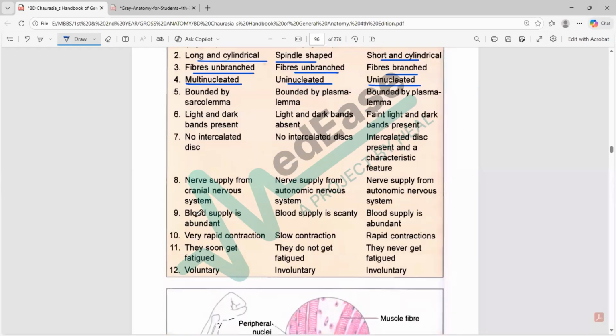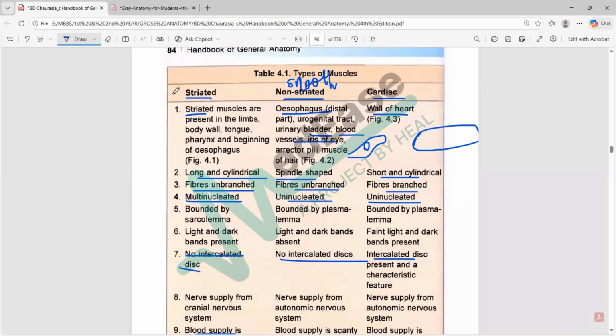The blood supply for the skeletal is abundant, and the cardiac is also abundant. For the smooth, it is scanty. Another important structure is the intercalated disc. The intercalated disc is not present in the skeletal and the smooth muscle. However, it will be present in the cardiac muscles mainly. Now, when we talk about skeletal muscle, we need to remember it will be striated, so the light and dark bands will be present in it. Also in the cardiac muscles, but the smooth muscle would not have them.